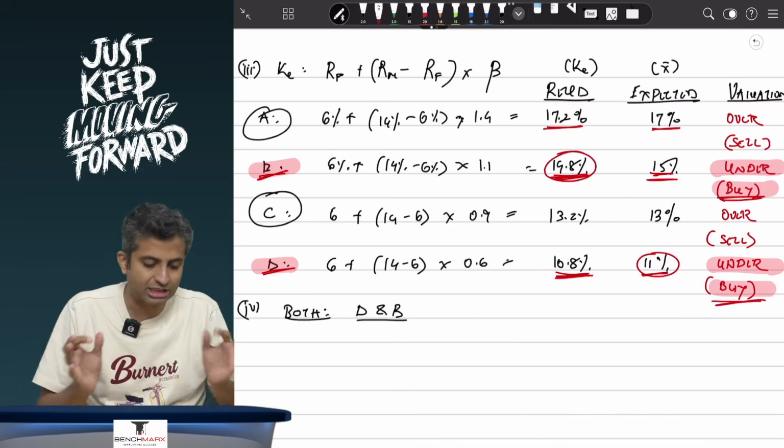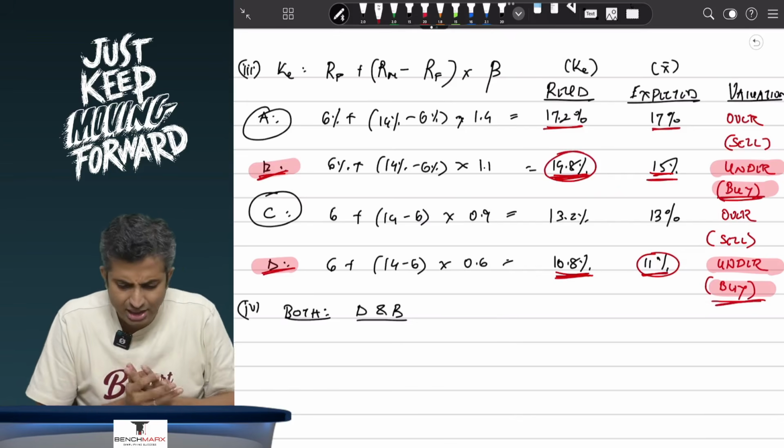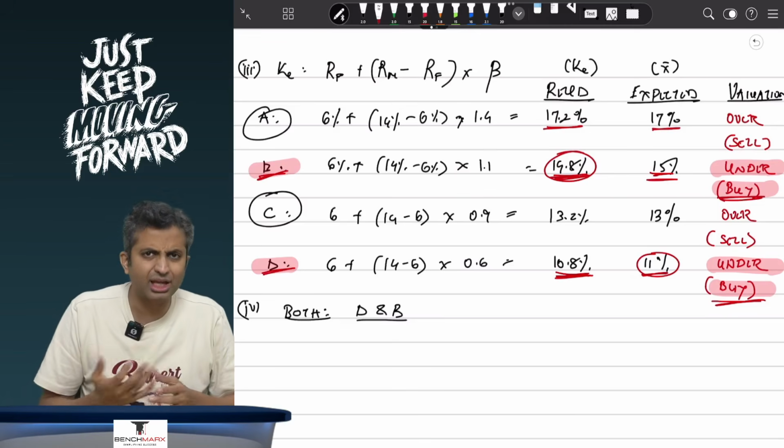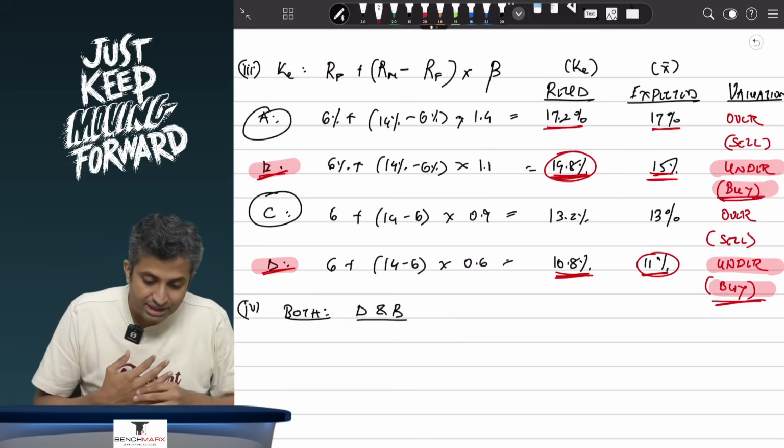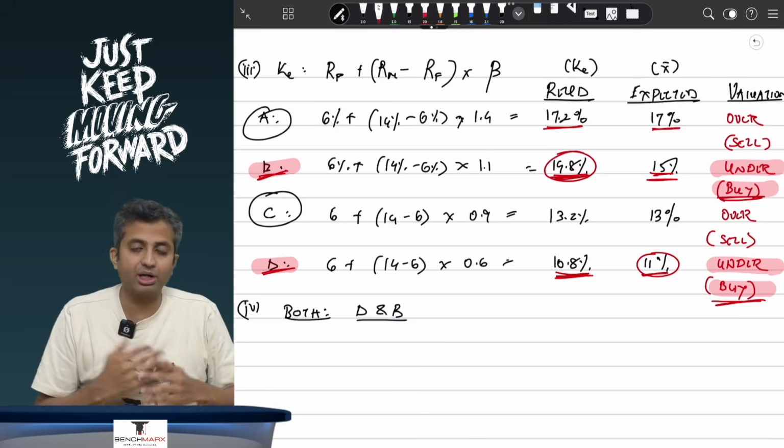Whereas if you look at A and C, which is extra, you can see that A requires 17.2 when A actually gives 17, so it is worth selling. C requires 13.2 and gives 13, so it is worth selling.